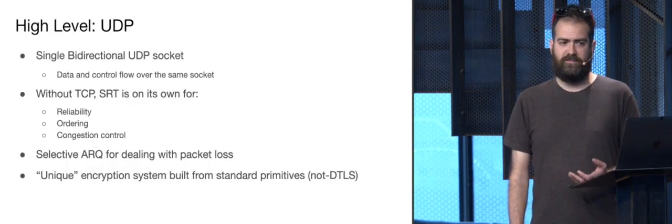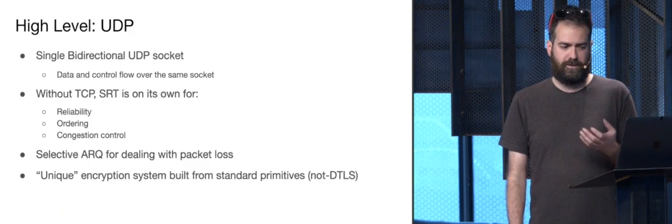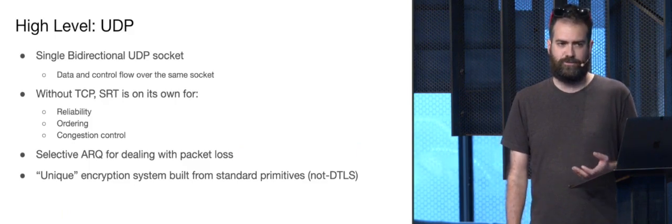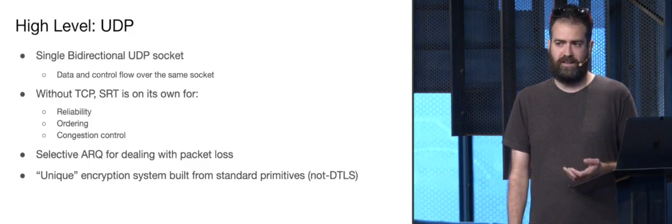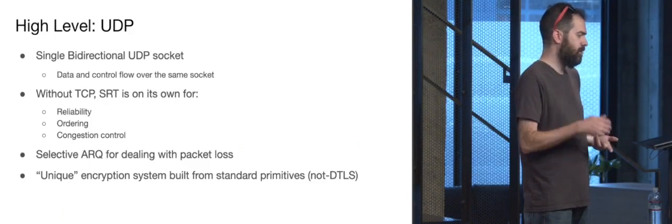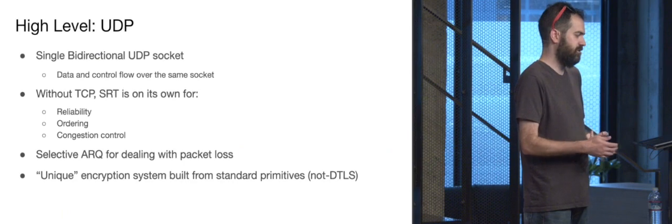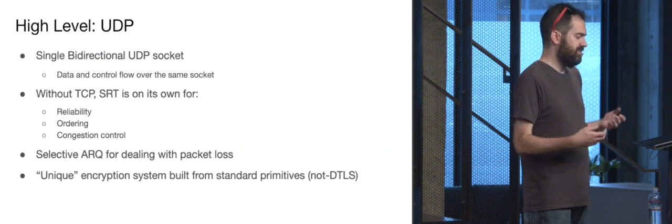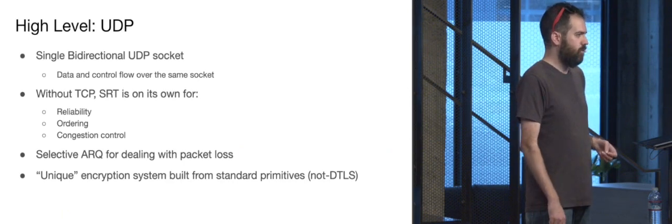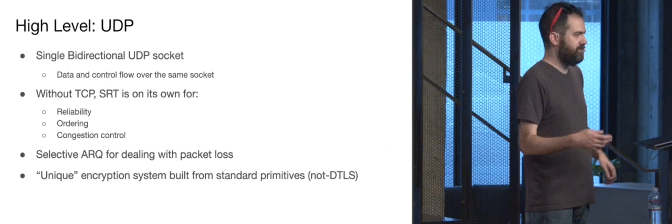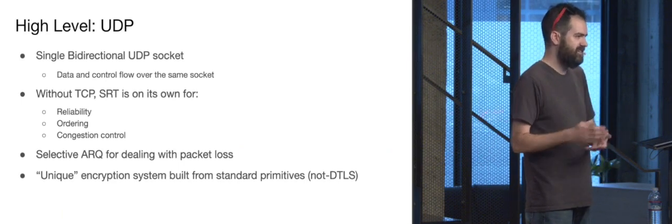So at a high level, SRT uses a single bidirectional UDP socket. Data and control, they're flowing over the same socket. Without TCP, SRT is on its own for reliability, ordering, and congestion control. It uses selective retransmits for dealing with packet loss, and it offers what they call a unique encryption system built from standard primitives. It does not use DTLS.